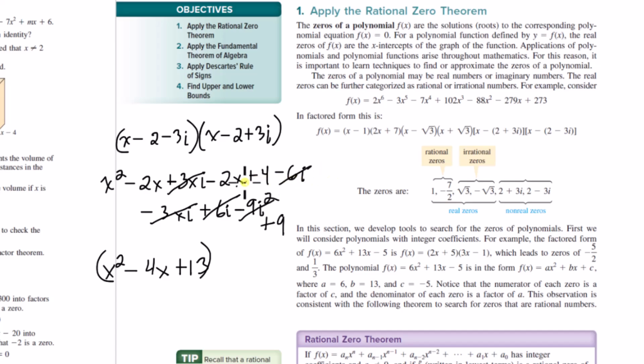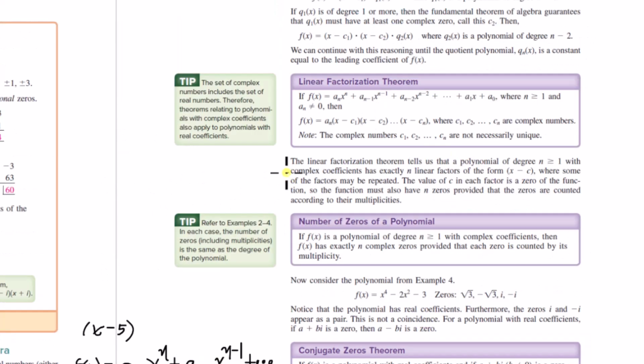And you might say, well, didn't we get lucky here? When we did this multiplication, we got lucky that the 3xi subtracted out and the 6i subtracted out. What if those didn't subtract out? Well, that won't ever be an issue, and we'll see in an upcoming theorem why that's not an issue.